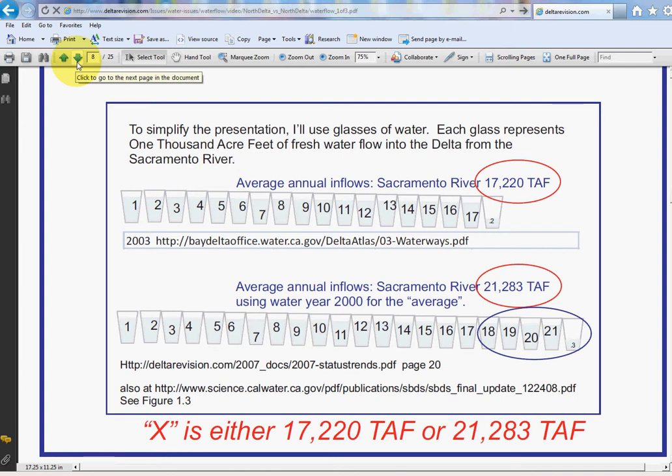Anyway, so when you go through this series at deltarevision.com, go to the water flow pages, and you'll see hundreds of documents talking about how much water on average is on the Sacramento River. And prior to 2003 and before, the average was 17 million acre feet. And thereafter, through changes in how it's calculated or years it's calculated, they've been using a different number. And I'll show why that's important later on.